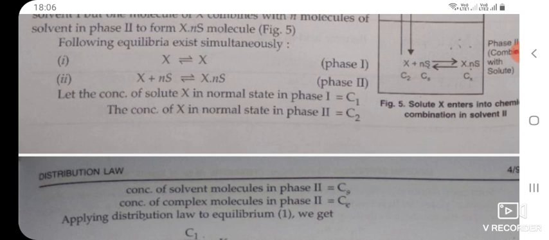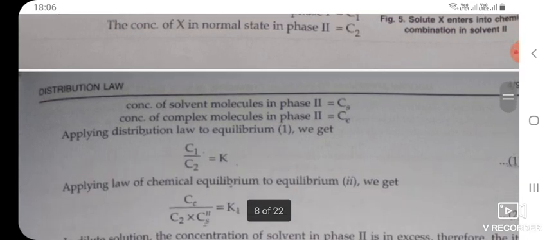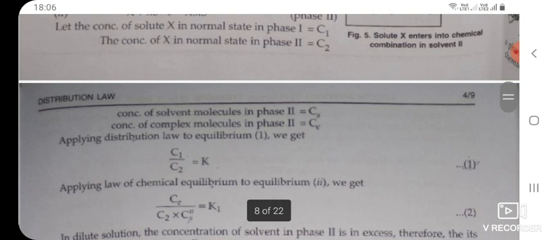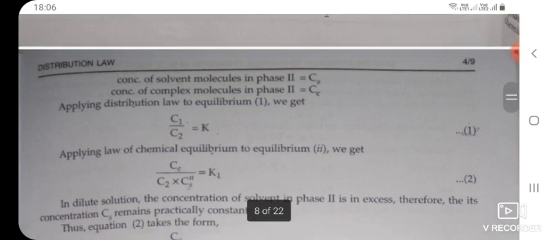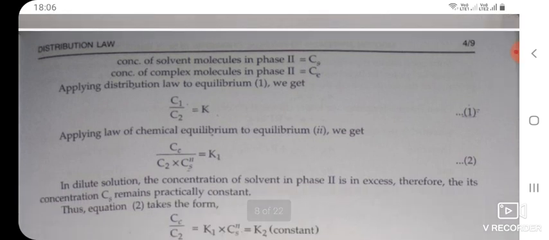Let the concentration of solute X in normal state in phase 1 be C1, the concentration of X in normal state in phase 2 be C2, the concentration of solvent molecules in phase 2 be CS, and the concentration of complex molecules in phase 2 be CC. Applying distribution law to equilibrium 1, we get C1 upon C2 is equal to K. Applying law of chemical equilibrium to equilibrium 2, we get CC upon C2 into CS raised to the power n is equal to K1.